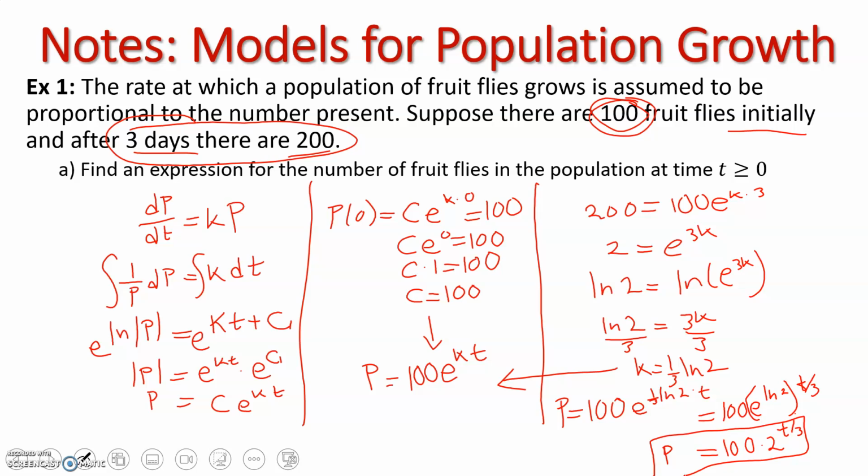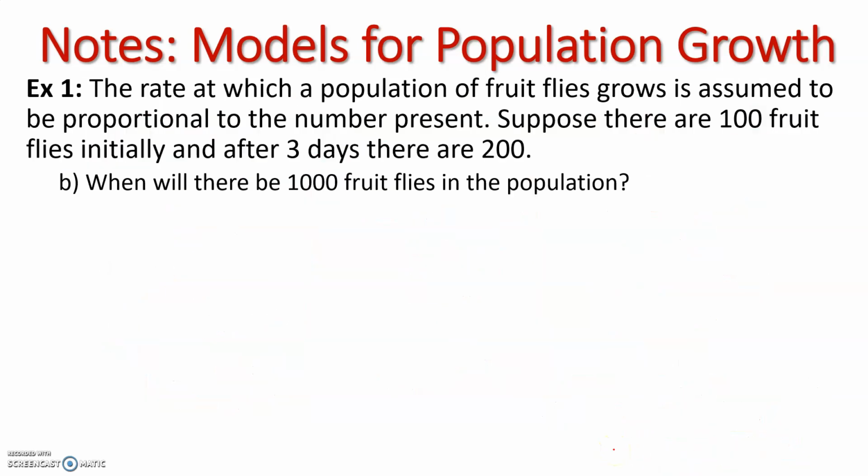Now, what's nice is we can plug in the values and make sure it works. So if I plug in 0, I have 100 times 2 to the power of 0 over 3, which is 2 to the 0, which is 1. 100 times 1 gives us 100. And then if I plug in 3, I get 100 times 2 to the power of 3 over 3, but 3 divided by 3 is 1, and 2 to the first is 2, giving 200. And this is our population function.